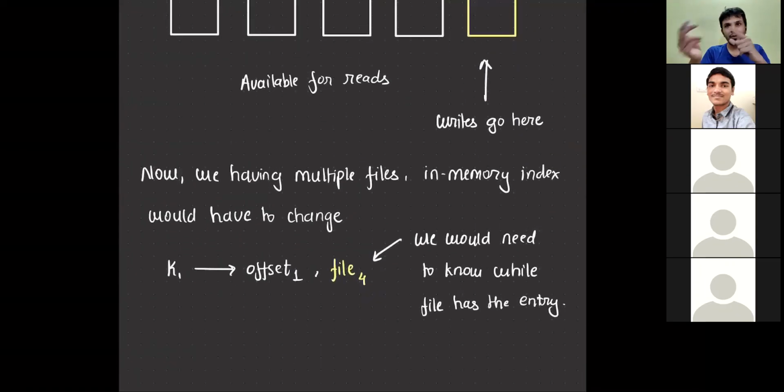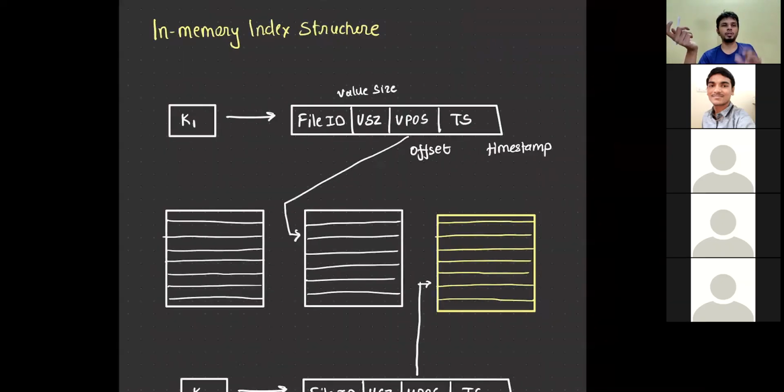Now, when you have multiple files, that in-memory structure needs to change a little bit. Instead of having just key and offset, we would also store the file ID or the file descriptor. So key points to: in this file, at this offset, you'll find the data, right? That's what we have to change. So for key K1, we store the file ID and the value size. So this is our in-memory index structure. This is not an on-disk structure.